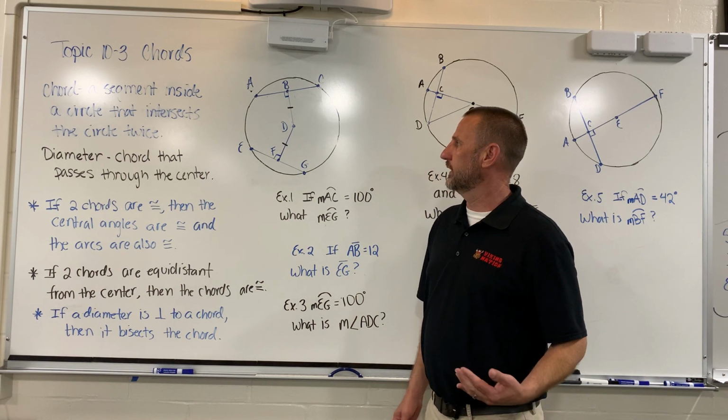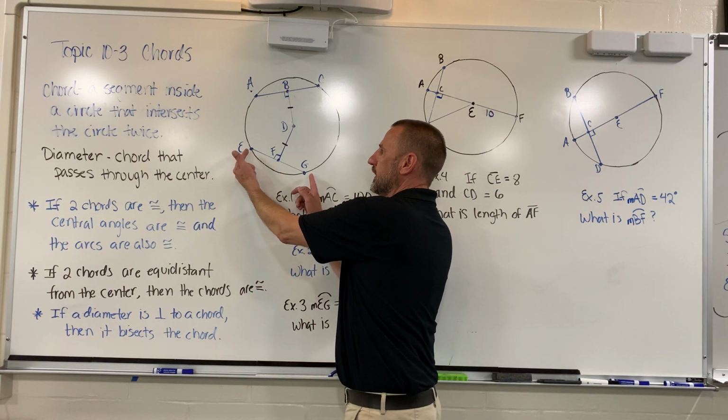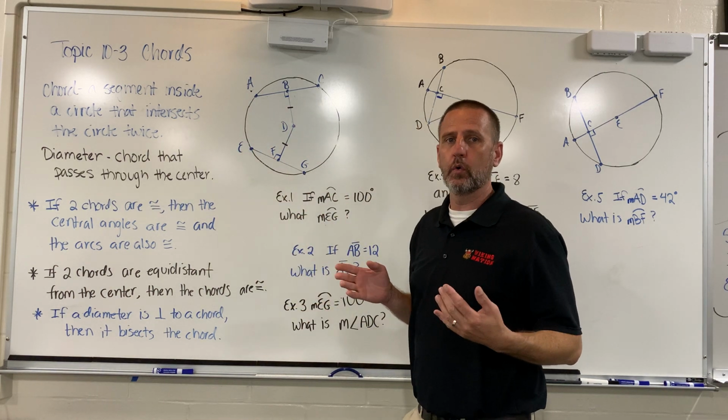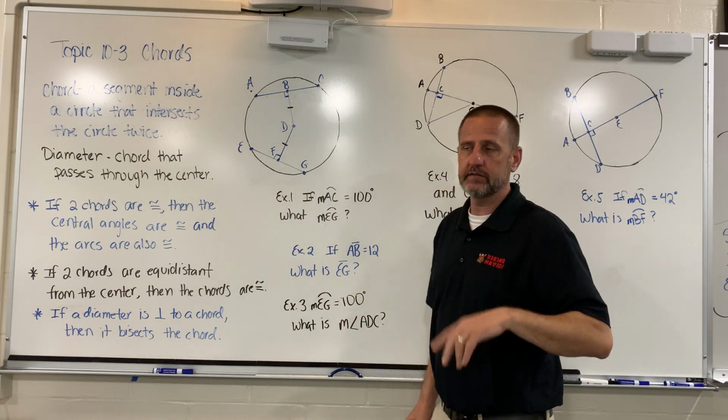So the first thing we want to do is look at a diagram and see what a chord is. Segment EG and segment AC in this diagram, for example, would be chords. They touch the circle, intersect the circle at exactly 2 points.